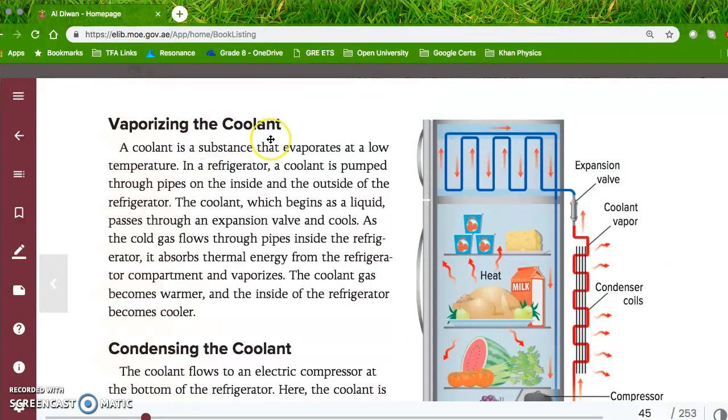Vaporizing the coolant. A coolant is a substance that evaporates at a low temperature. In a refrigerator, a coolant is pumped through pipes on the inside and the outside of the refrigerator. The coolant, which begins as a liquid, passes through an expansion valve and cools. As the cold gas flows through pipes inside the refrigerator, it absorbs thermal energy from the refrigerator compartment and vaporizes. The coolant gas becomes warmer, and the inside of the refrigerator becomes cooler.